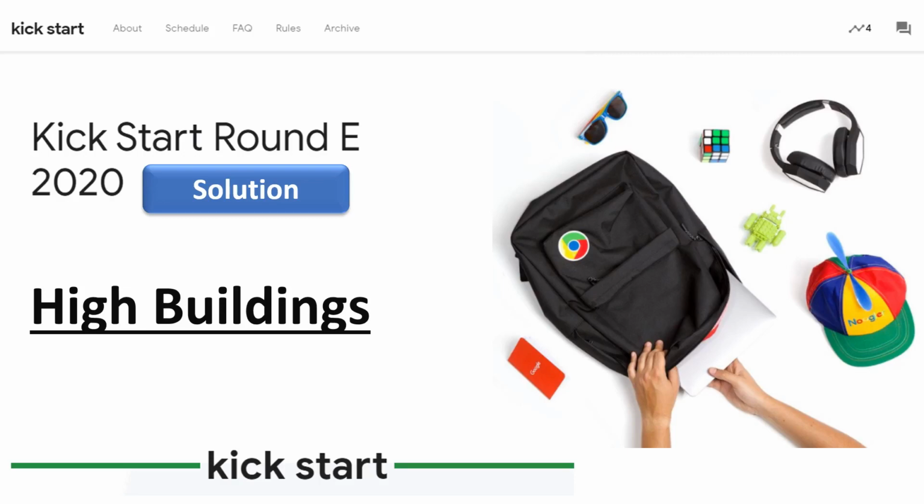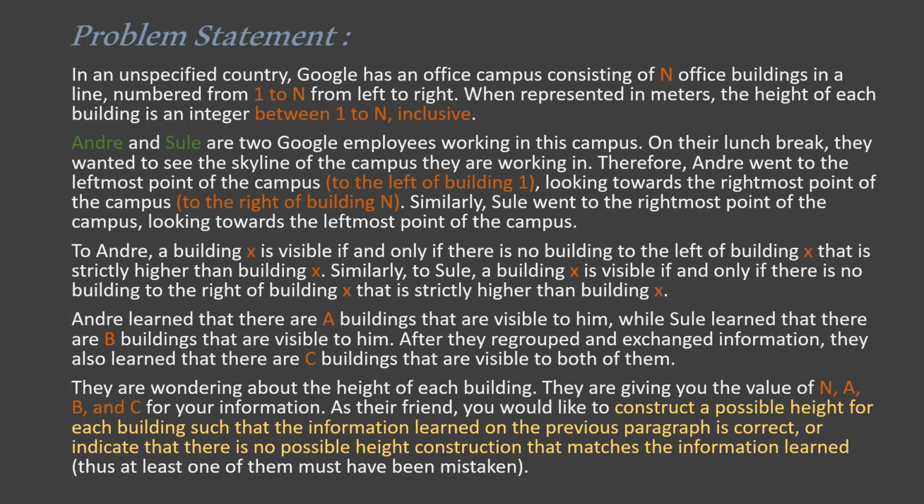Welcome to the project Programming a God. Today we will be solving the high buildings problem from Google KickStart Round E 2020. Let's look at its problem statement first. This is the problem statement.